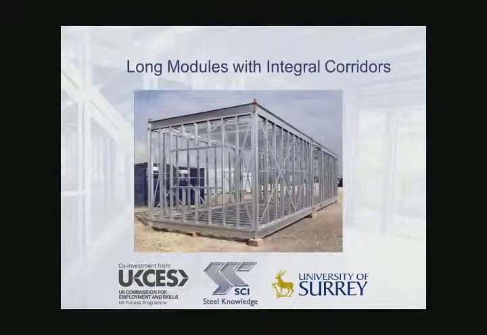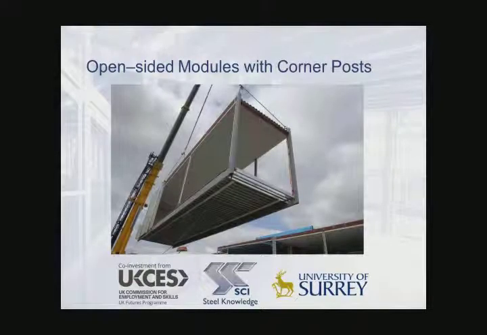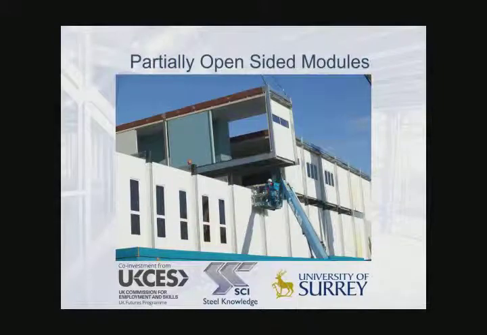This is a good example of a very long module produced with an integral corridor, as you can see here, and that combines two rooms with a total of 8 lifting points from above. Open-sided modules are constructed with corner posts, as we see here, square hollow section or rectangular hollow section posts, with long edge beams that are up to 300 millimeters deep. That same system can be designed with partially open-sided modules by installation of intermediate posts.